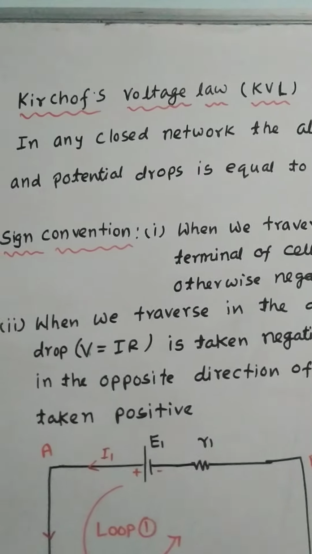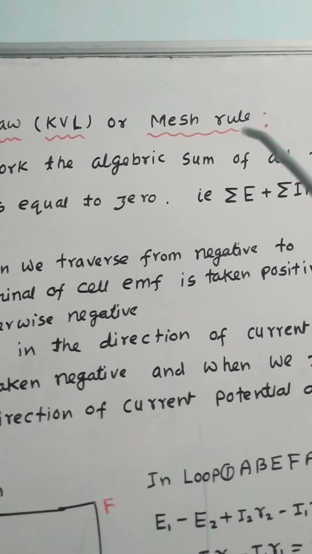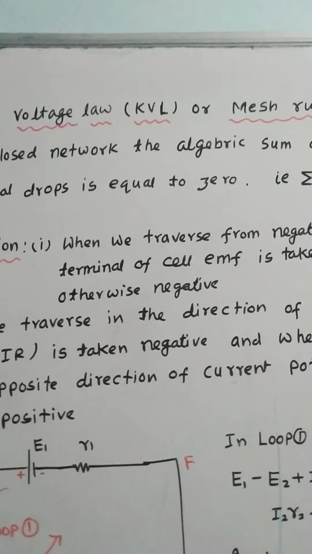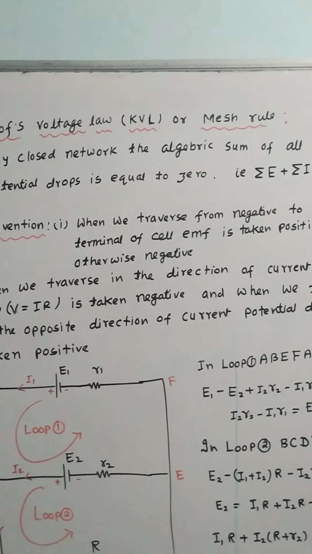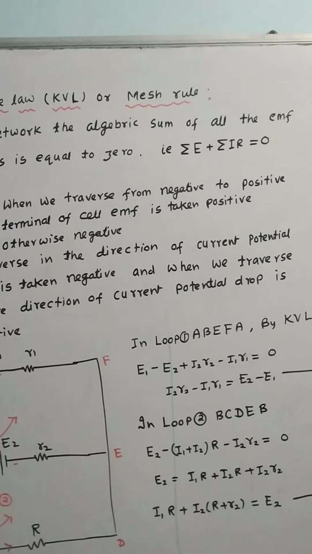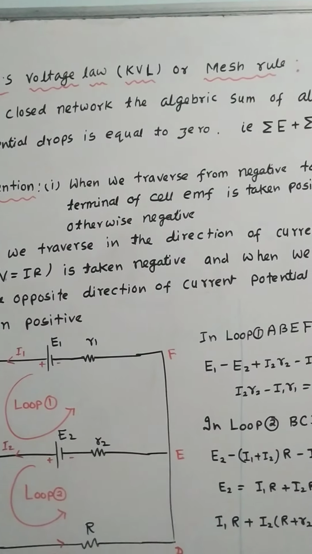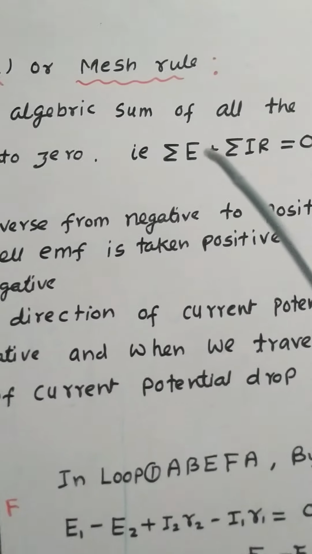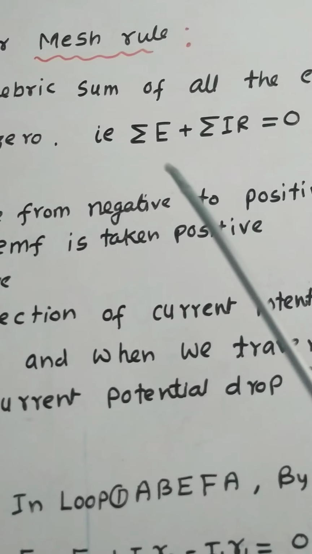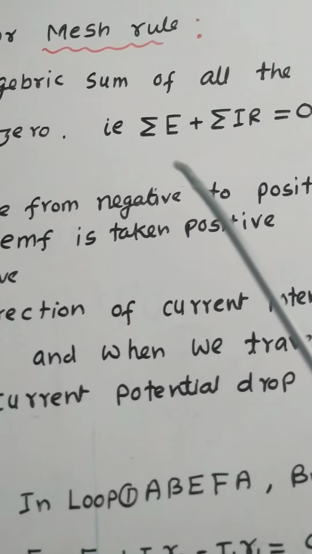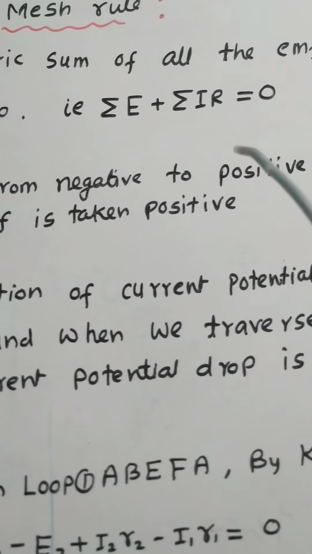The second law is Kirchhoff's voltage law, or KVL. It is also known as the mesh rule. According to Kirchhoff's voltage law, in any closed network, the algebraic sum of all the EMFs and potential drops is equal to 0. That is, sigma E plus sigma IR equals 0. Sigma E indicates the summation of all the EMFs and sigma IR indicates the potential drops across the various resistances.